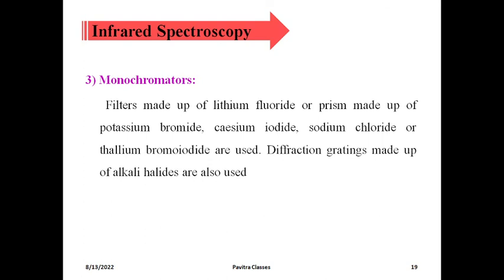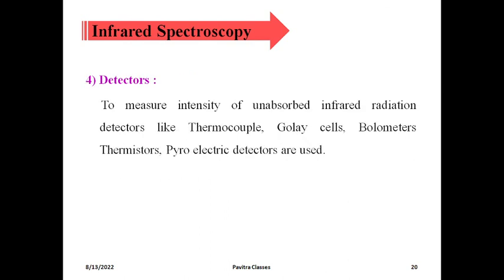Once the source and the sample handling are done, the monochromators are used for converting the multiple wavelengths of the multiple beams of light to a single wavelength. Filters made of lithium fluoride are used, or prisms made of potassium bromide, cesium iodide, sodium chloride, or thallium bromoiodide. Diffraction gratings made of alkali halides are also used as monochromators.